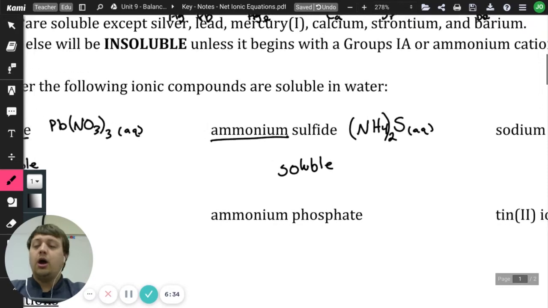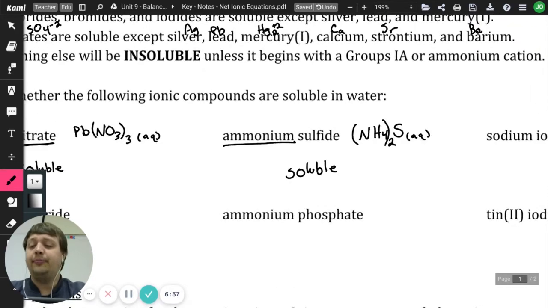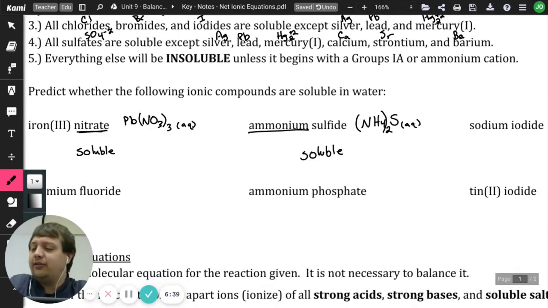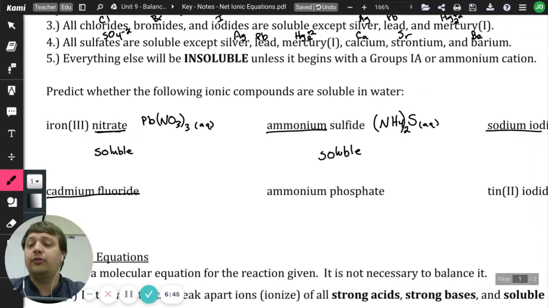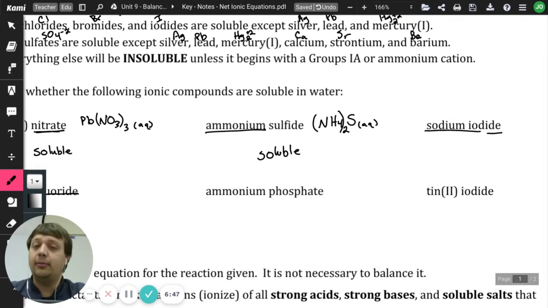Okay. All right, so what I want y'all to do now is I want y'all to solve the next 2. So I want you to solve sodium iodide and cadmium fluoride. I want y'all to solve those 2 and decide whether or not they are soluble or insoluble. And then I also want y'all to write the formula and put that there as well. Okay? So pause your video, work those 2 problems, and then we'll go over them.